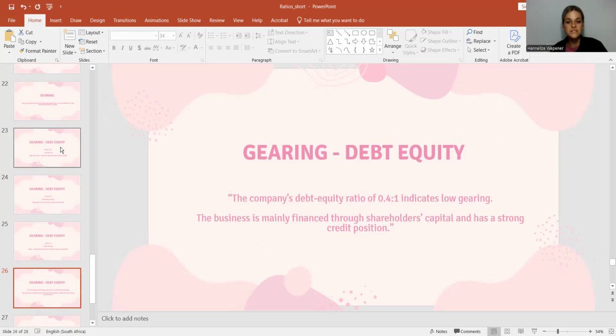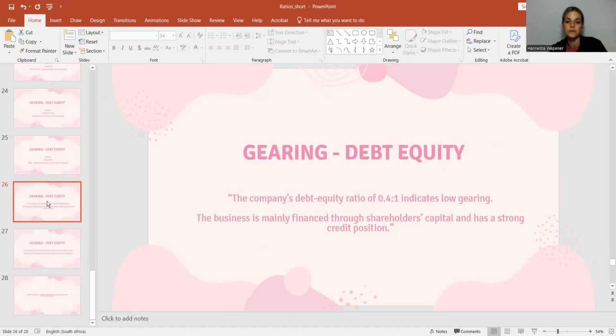Then just again with the lower debt equity, I just included a few examples of ratios that we can give you and then how to comment on those. So if you have a debt equity of 0.4 to 1, then it means that you are mostly using your shareholders' funds to fund your operations, and you are not heavily reliant on third-party debt. You are credit worthy, you are a low risk.